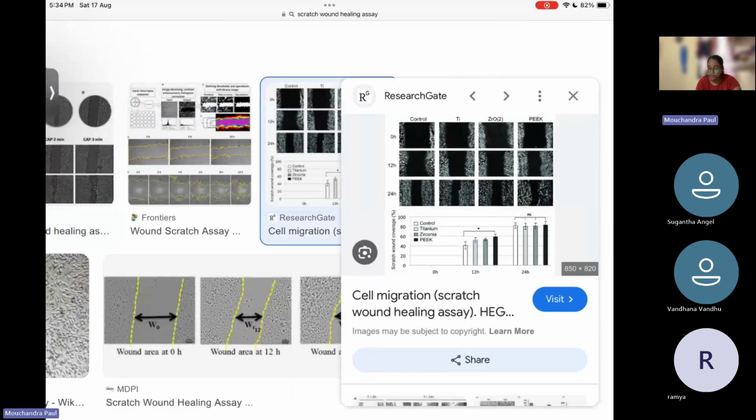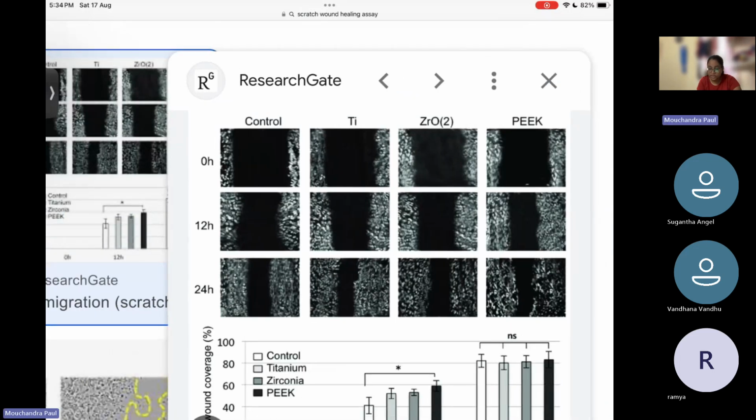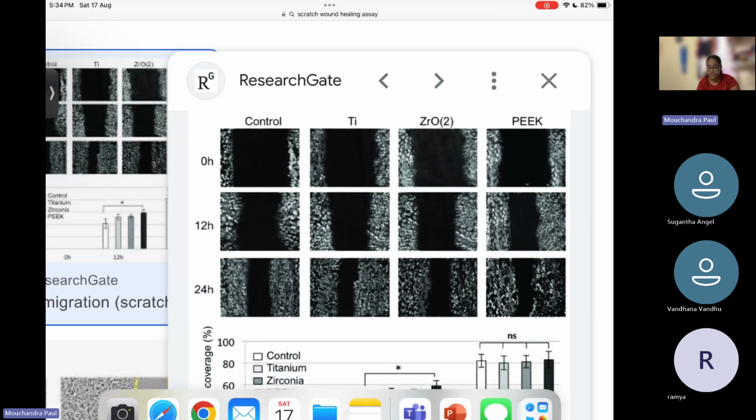So this is a very nice image. They are trying to say that over a period of time, the length of the scratch is decreasing. It is an indication that your material is promoting cell migration onto the surface.